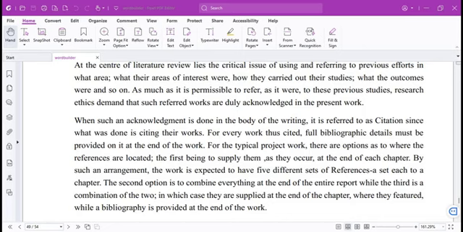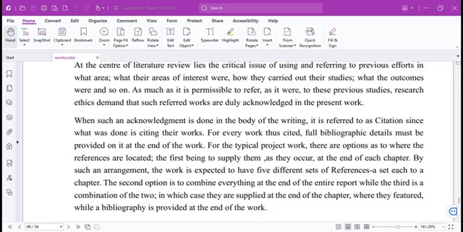The second option is to combine everything at the end of the entire report, while the third is a combination of the two, in which case they are supplied at the end of the chapter where they featured, while a bibliography is provided at the end of the work.